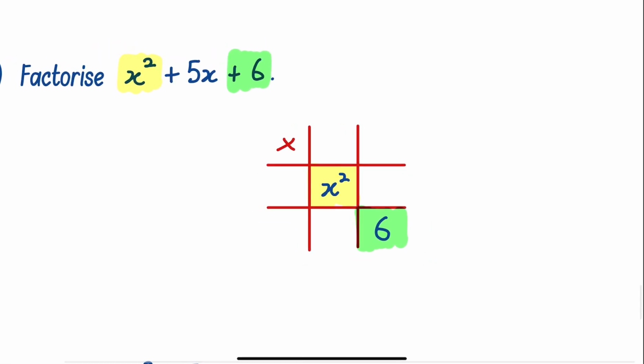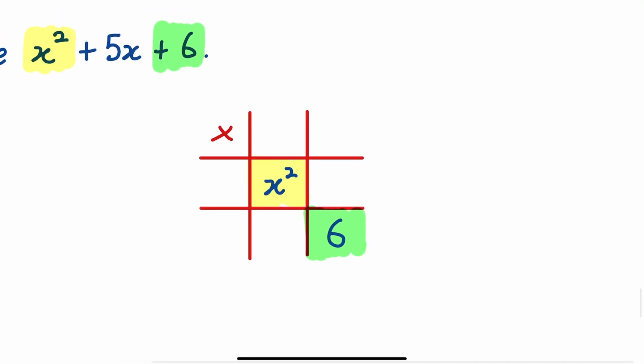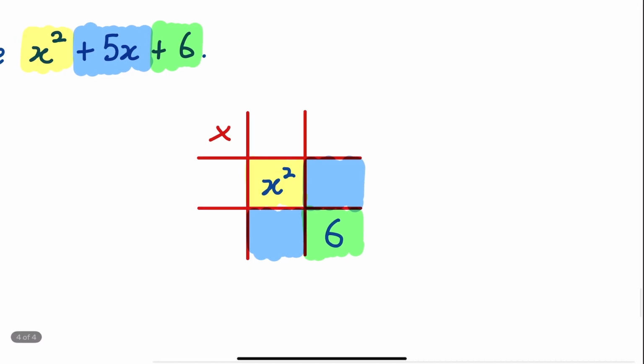Now we need to identify factors to fill in this multiplication frame such that these two boxes that I highlight in blue, box number 1 and box number 2, must add up together to give me positive 5x. So how do we do that? We can write out over here, as a start, the factors of x squared and 6.